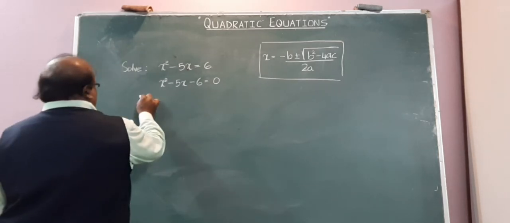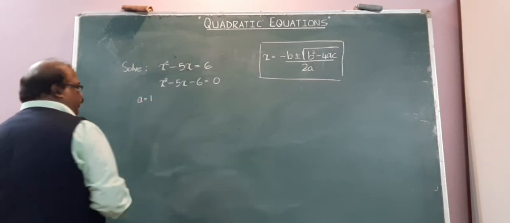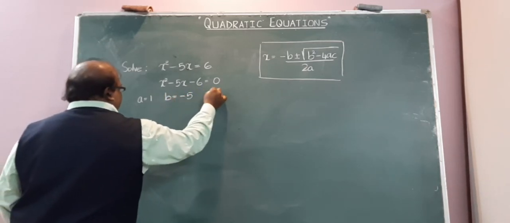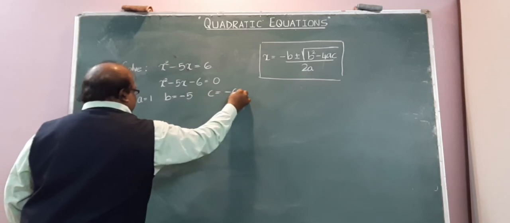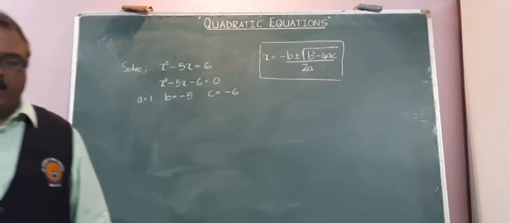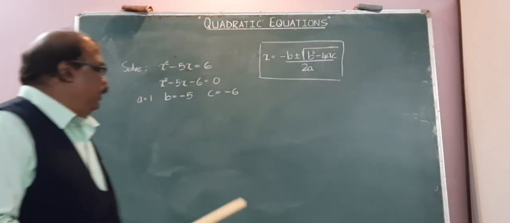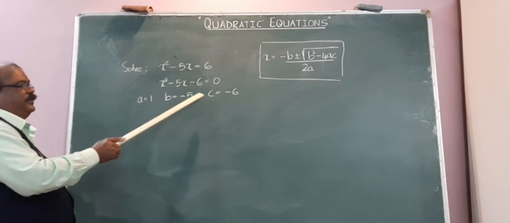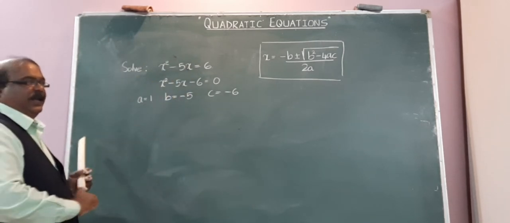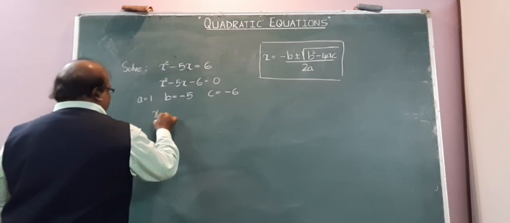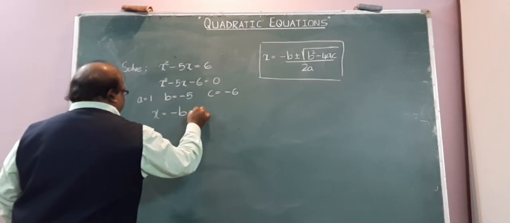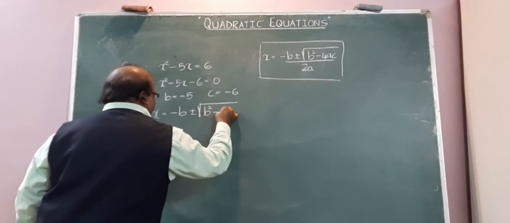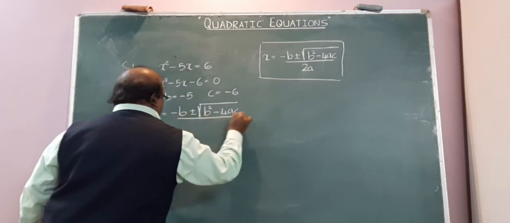So what is A? A is equal to 1, B is equal to minus 5 and C is equal to minus 6. You very well know what is A, what is B and what is C. A is the coefficient of x square, B is the coefficient of x and C is the constant term. Let me use the formula. X is equal to minus b plus or minus root b square minus 4ac upon 2a.